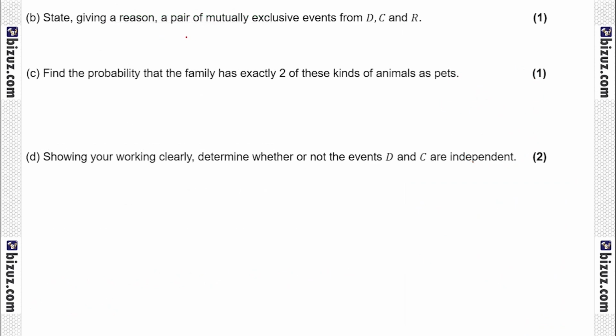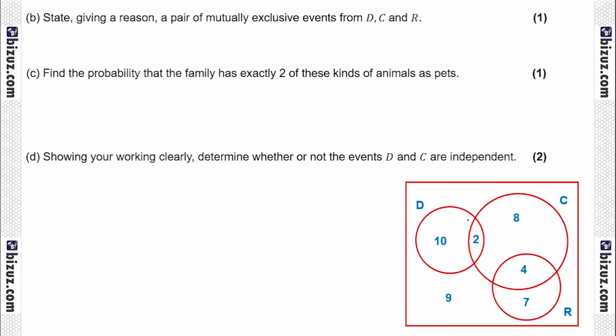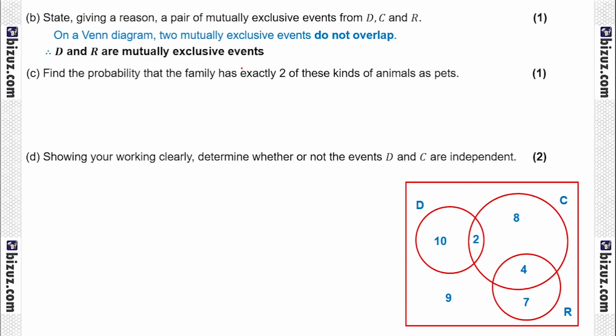Part B. State, giving a reason, a pair of mutually exclusive events from D, C, and R. So first, let's bring up the Venn diagram as a reference. Now, mutually exclusive events, by definition, they do not overlap. On the Venn diagram, they will not intersect or overlap. Now, as you can see, that's the case with D and R. So D and R are mutually exclusive events.